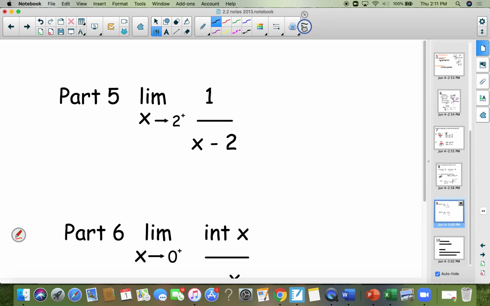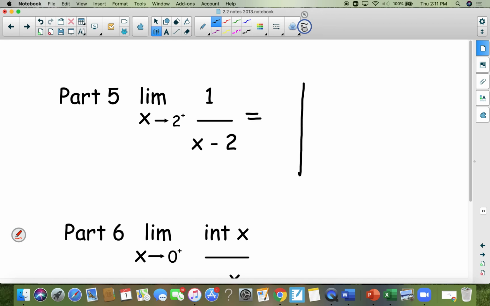Part 5. The limit as x approaches 2 from the right of 1 over x minus 2. Again, I'll just tell you what the graph looks like. On the test, show me what the graph looks like. But at 2, we have a vertical asymptote. You guys know that we have a vertical asymptote, and it looks like this, and it looks like this.